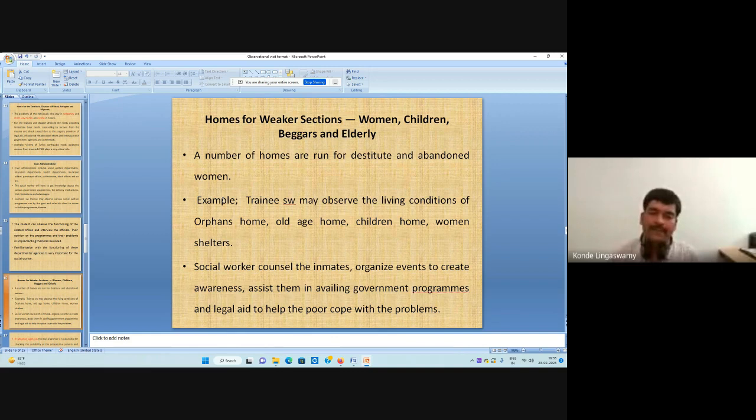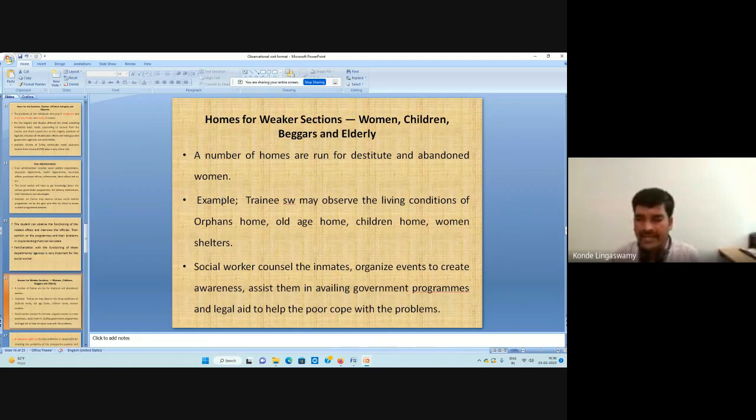For example, if there is any old age home in Malawi or Nigeria or Uganda or Mozambique, just observe the living conditions of the orphan home, how they are living in orphan homes, which type of facilities are provided by the organization, and which type of services they are providing.